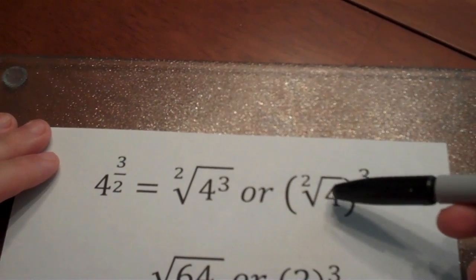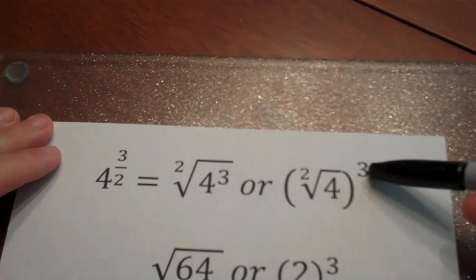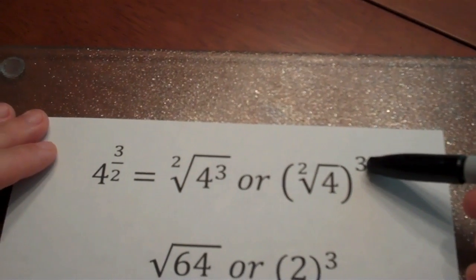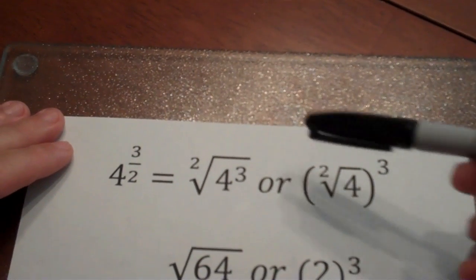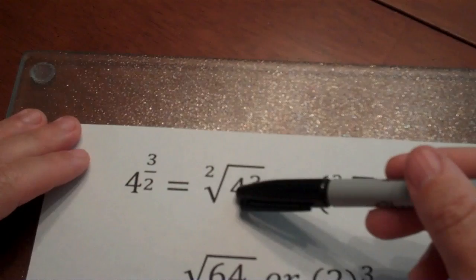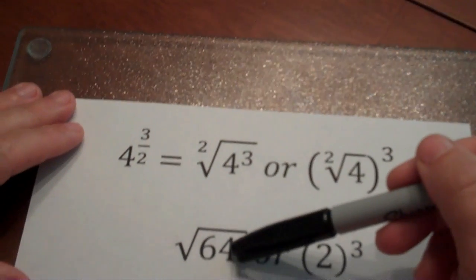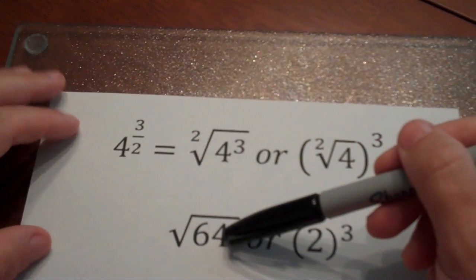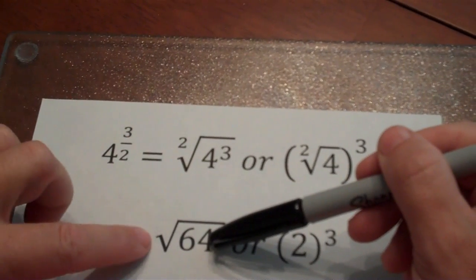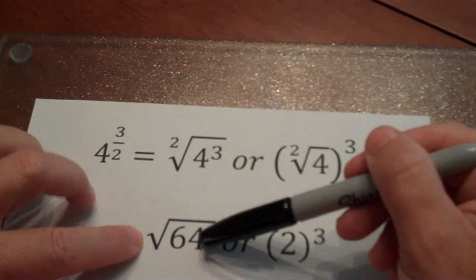I could take the second or square root first and then take the third or the cube. Well, let's take a look here. If I do it this way, I have 4 to the third power. That's 64. Again, I want you to notice that 2 is understood there. It's understood to be a square root if I don't write anything else.